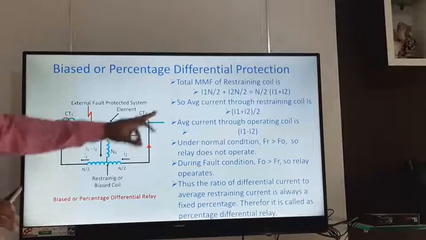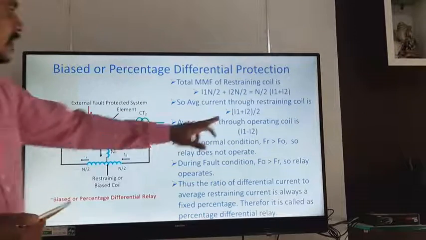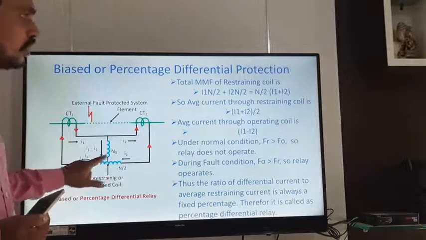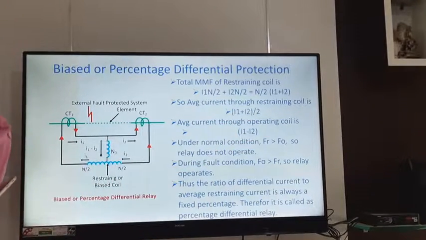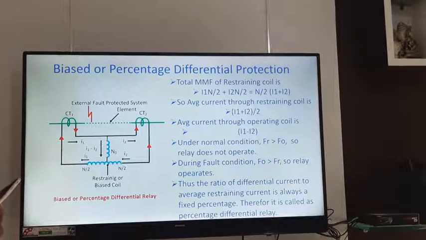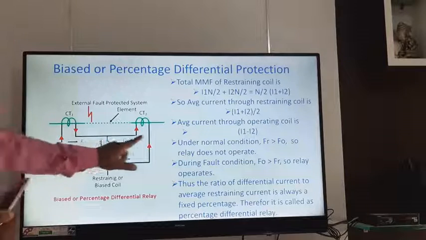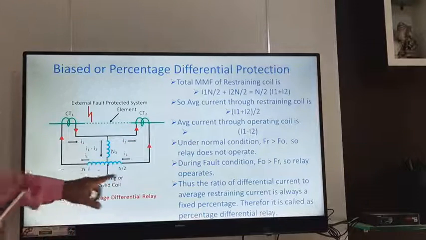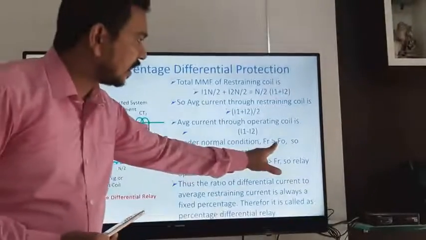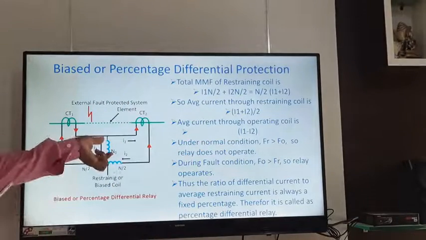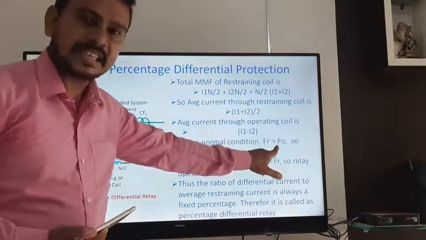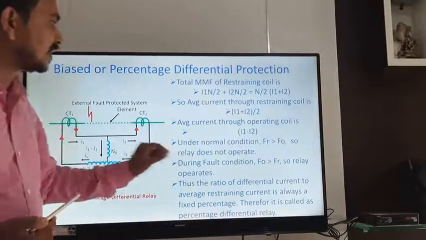So the average current through the restraining coil is (I1 plus I2) by 2. This is the average restraining current flowing through this restraining coil. Now the current flowing through the operating coil is I1 minus I2, which we already discussed. Okay, so under normal condition what happens? Fr, the force produced by the restraining coil, is greater than FO, the force produced by the operating coil. So under normal condition Fr is greater than FO, so the relay does not operate.